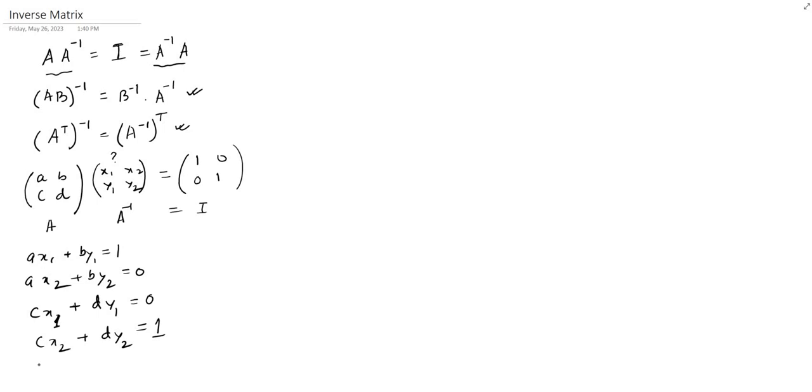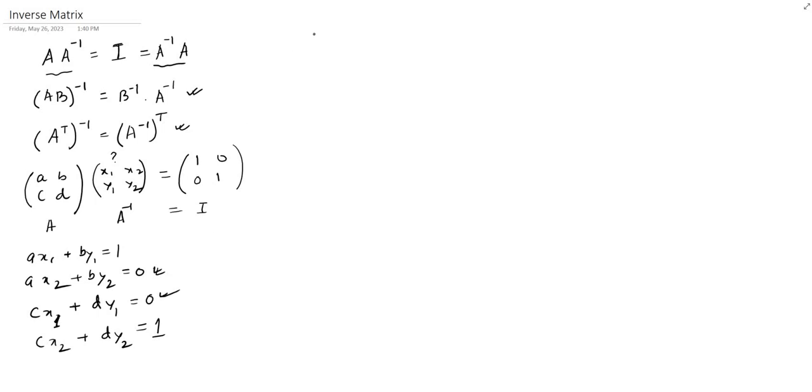Let's see if I formatted all these things rightly. c x2 plus d y2, c x1 plus d y1, a x2 plus b y2. Yes, okay, all these equations got formed. Now from these four equations we have to find four unknowns, because we have four unknowns: x1, y1, x2, y2. So let's start from these two, because these two are the simplest ones.